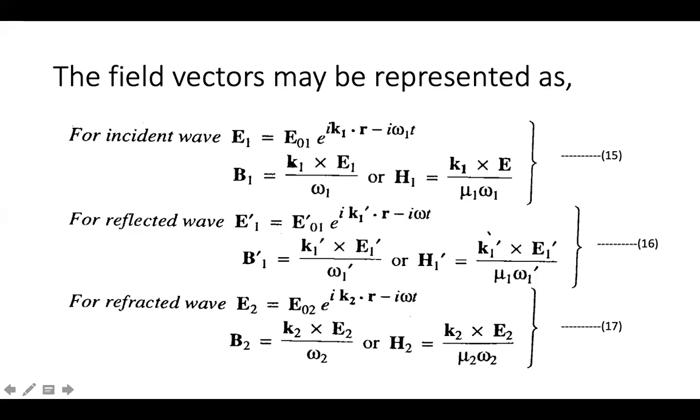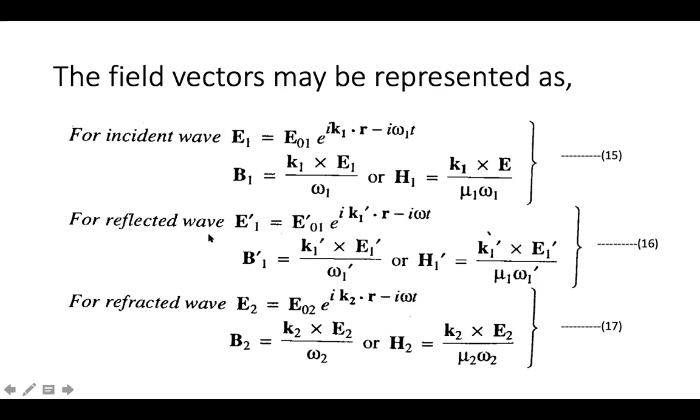Because this B should be perpendicular to both the electric field and the direction of propagation. That is the rule. And we checked this in the beginning also, how we got this k1 cross E1 by omega 1. So the same thing, in place of B, if I put H, it becomes k1 cross E by mu 1 and omega 1.